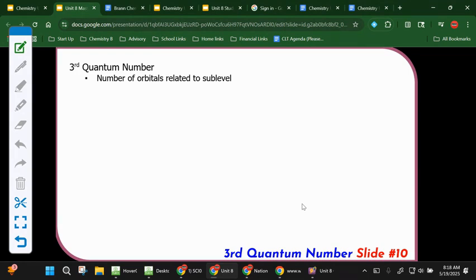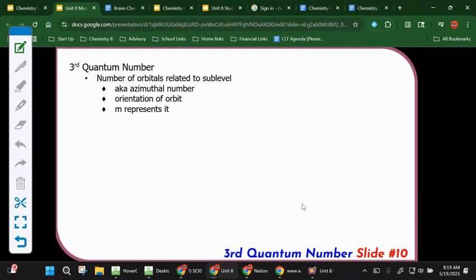Okay, so let's try this. X, Y, Z. 3 dimensions. We are talking about the real world. We're not talking about something on a sheet of paper. We are talking about things being able to have 3 dimensions. Okay? So the sublevels, because of their shapes, can have different orientations in space. Okay? This is also what is called the azimuthal number. It is the orientation of an orbit, and the letter m represents it.